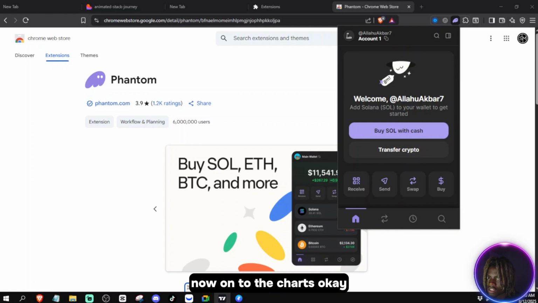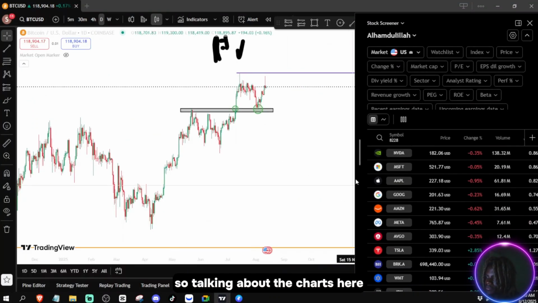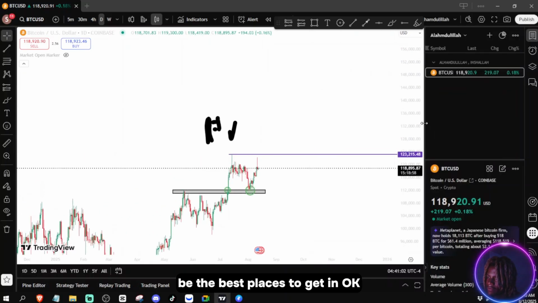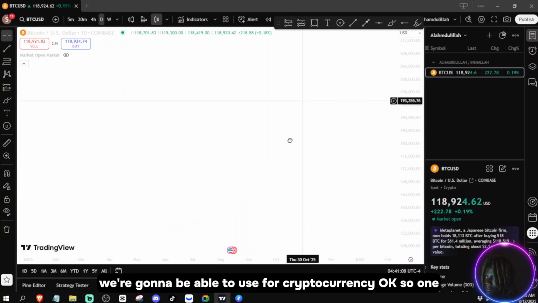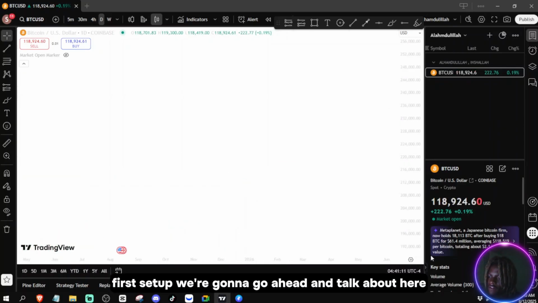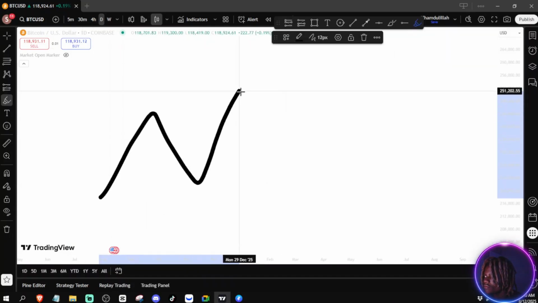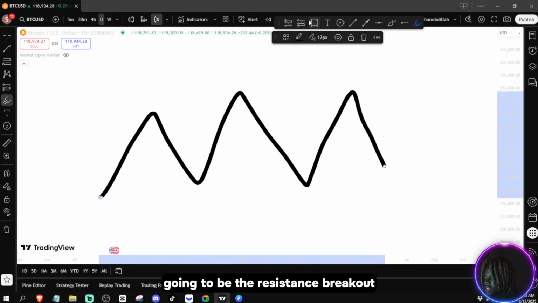Now, on to the charts. Talking about the charts here, let's talk about the best places to get in. We're going to talk about 3 different setups we're going to be able to use for cryptocurrency. The first setup we're going to talk about here is the resistance breakout.